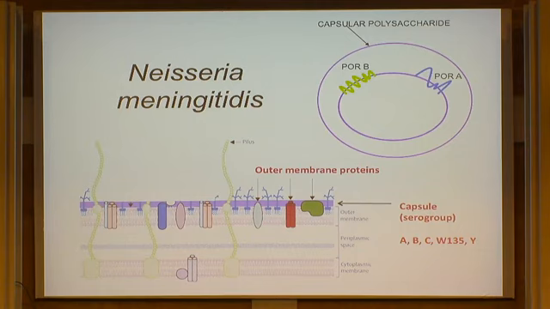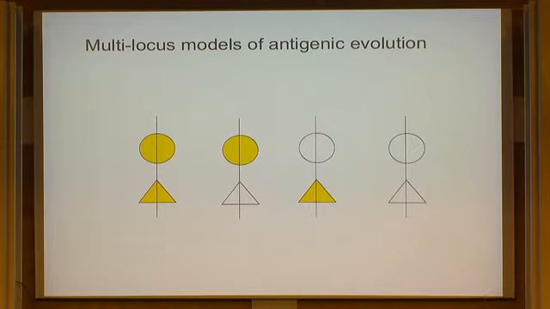So, how can we visualize this? What's the appropriate kind of model for this kind of system? We have a number of outer membrane proteins, which are highly diverse, and even within them, we have different epitope regions that we recognize, which are in themselves very, very diverse. So we can't use a single locus system to understand the population biology of the meningococcus. What we need is a multi-locus model.